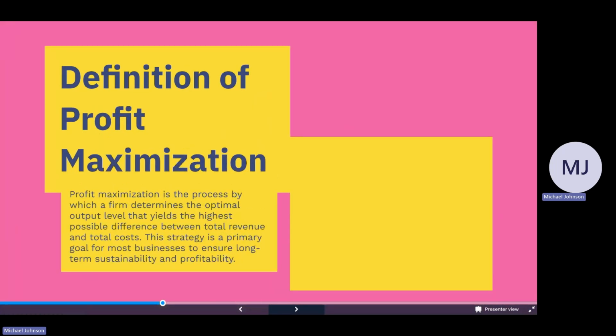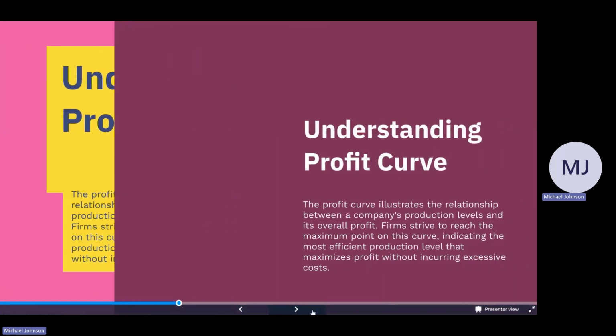Definition of profit maximization. Profit maximization is the process by which a firm determines the optimal output level that yields the highest possible difference between total revenue and total cost. This strategy is the primary goal for most businesses to ensure long-term sustainability and profitability.